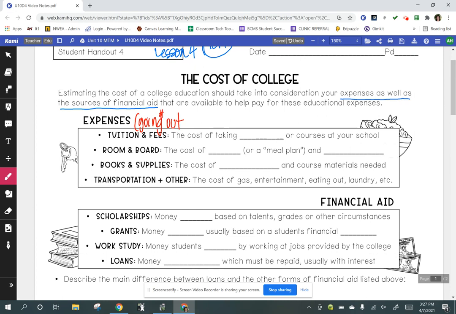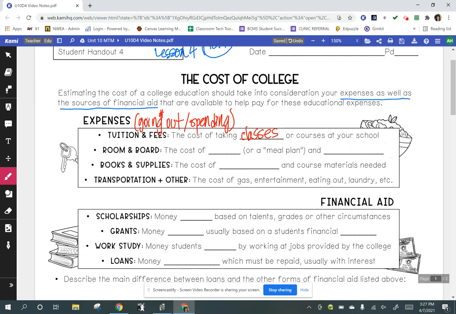your checking account. Okay, it's the money that you're spending on your college tuition and fees, room and board, books and supplies, transportation, food, laundry, entertainment, gas, all that kind of stuff. Okay, the first big thing that most people think about is tuition and fees. The cost of taking the classes is what tuition is, or courses at your school.